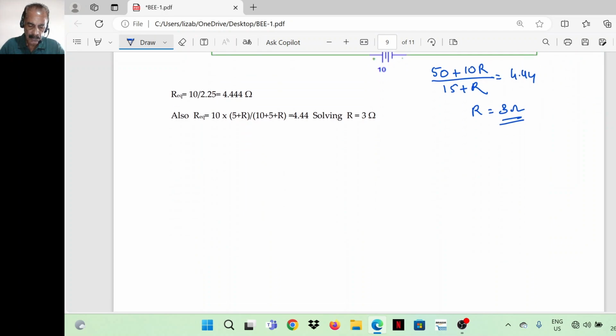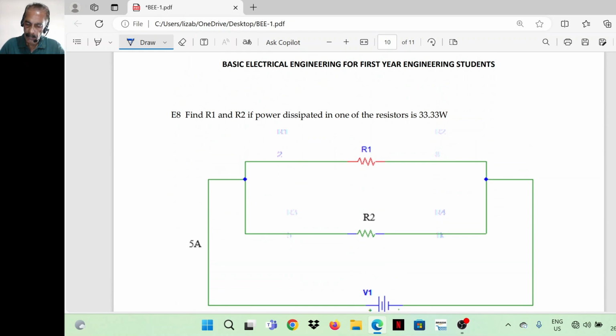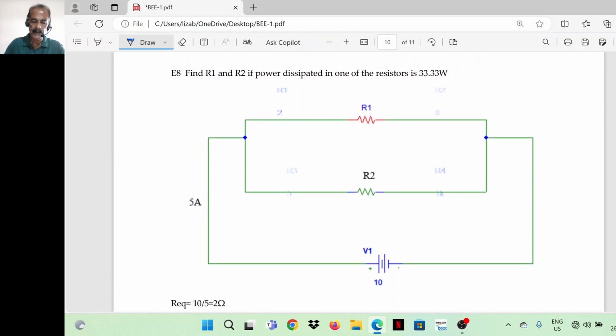Now next, find R1 and R2 if power dissipated in one of the resistors is 33.33 watts. So let's take power dissipated in R1 as 33.33 watts. It's a parallel combination of R1 and R2, and the voltage across the combination is 10 volts. That means across R1 the voltage is 10 volts, and across R2 also the voltage is 10 volts.